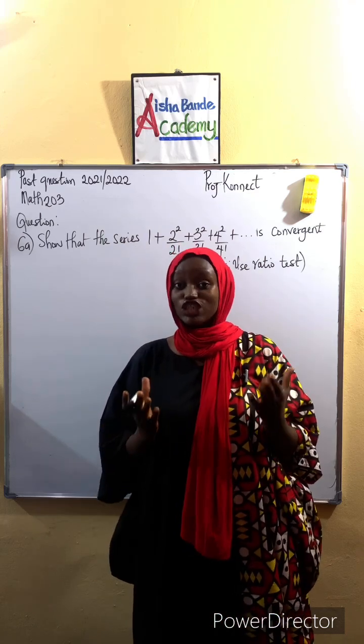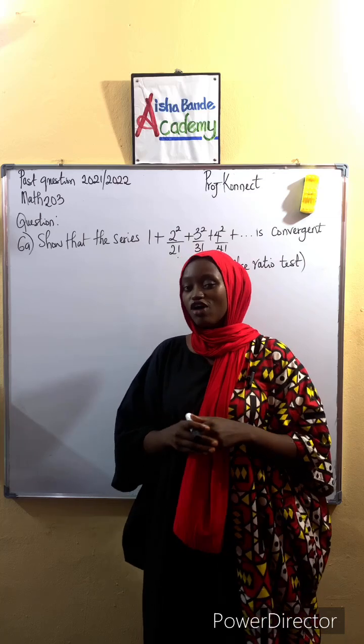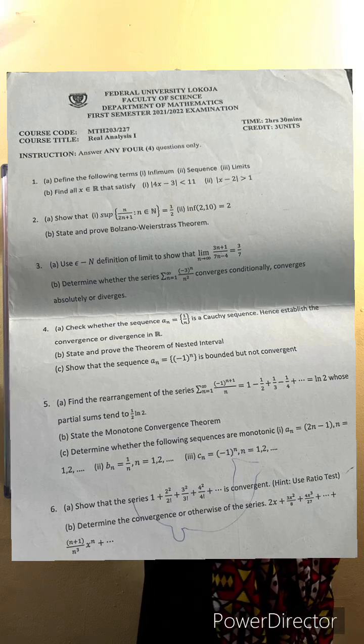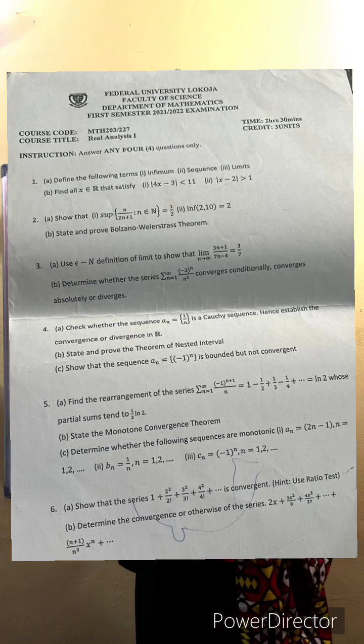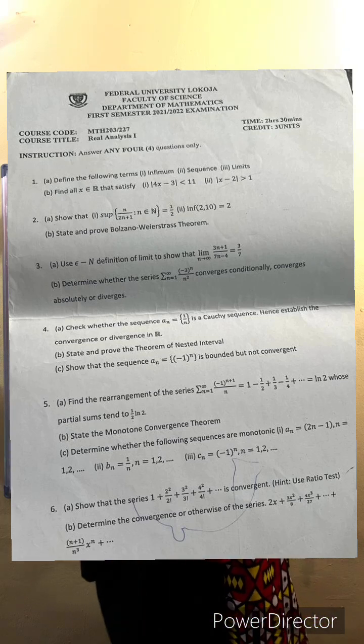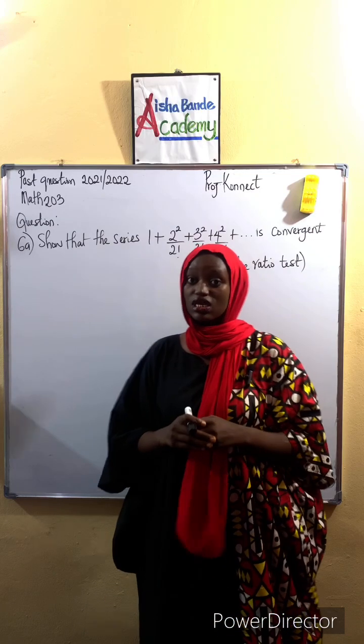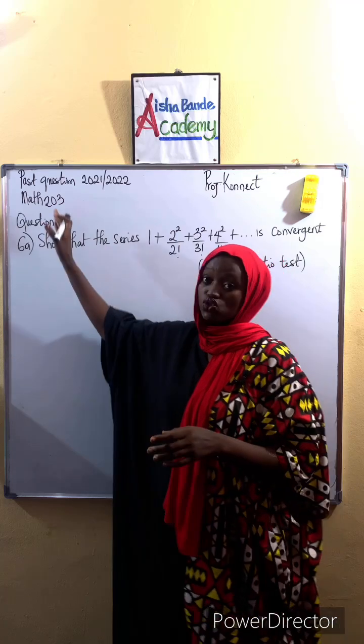So today we shall be looking at a past question from Federal University Lokoja in Kogi State, Nigeria. We'll be looking at a past question from 2021-2022 from the Faculty of Sciences, Department of Mathematics. The course code is MAS 203.